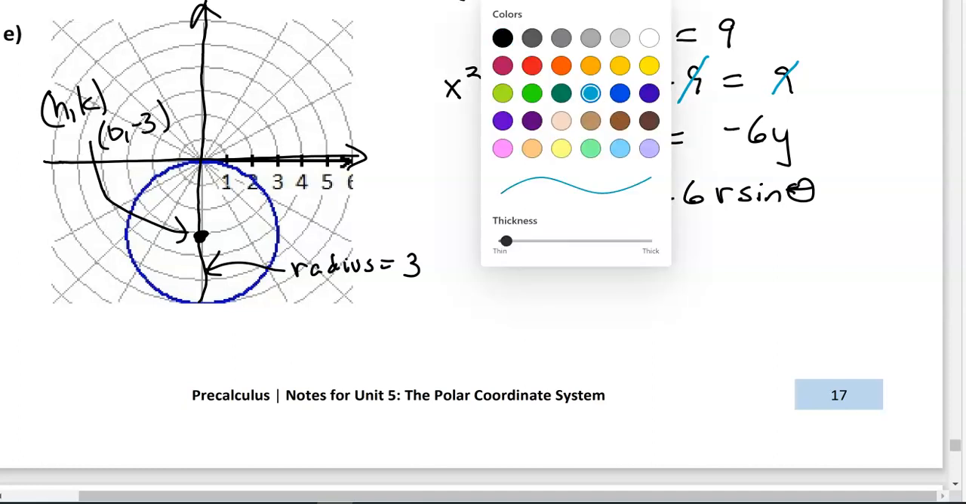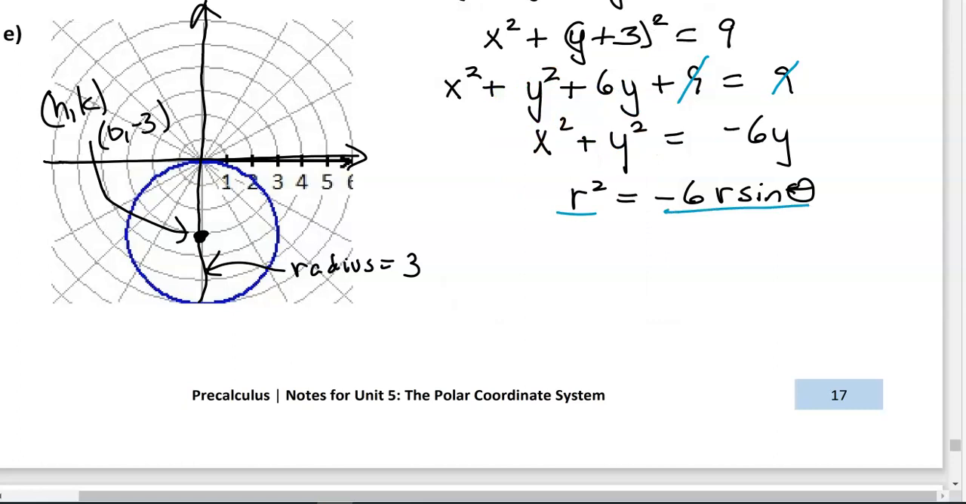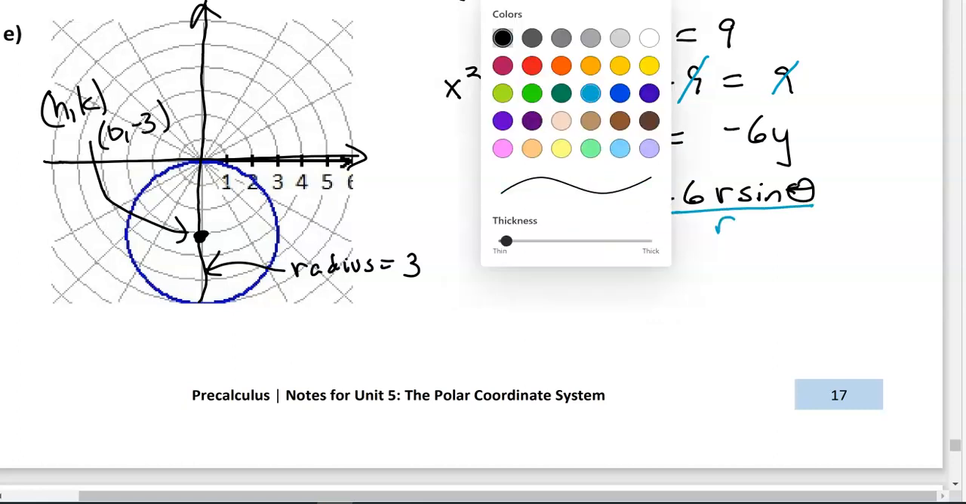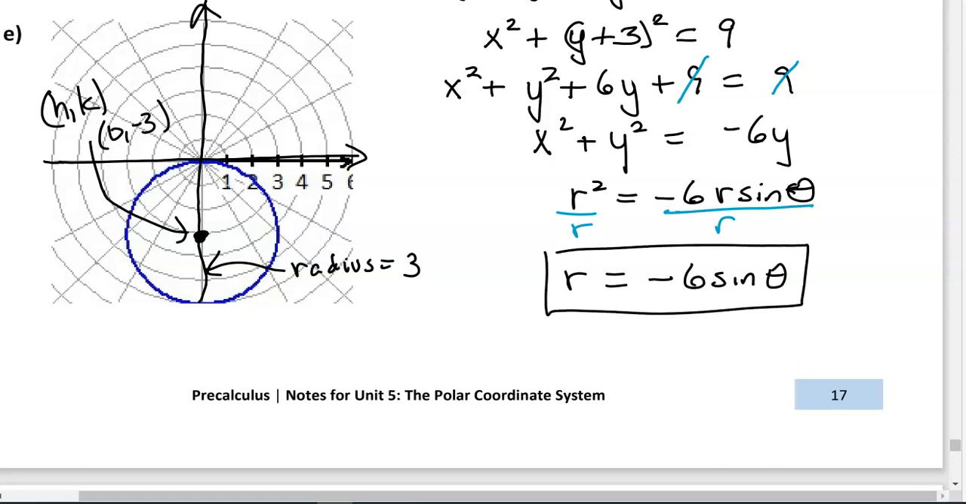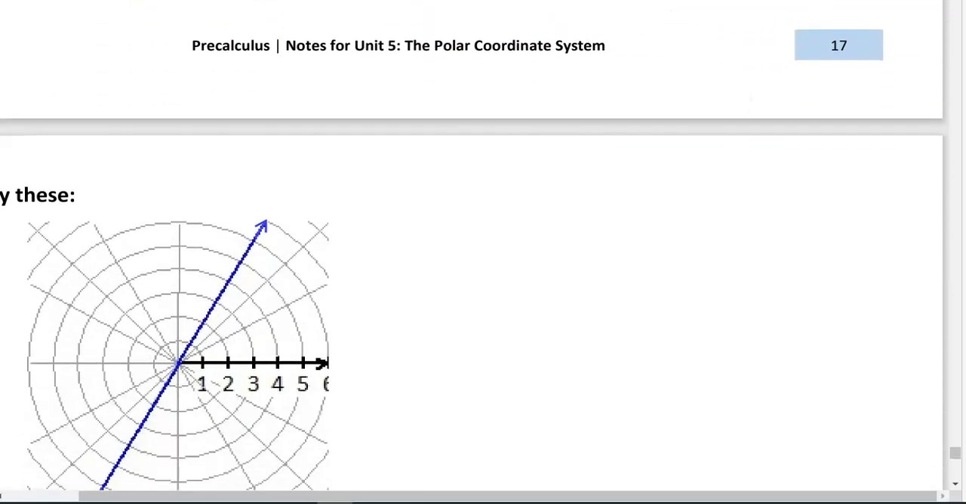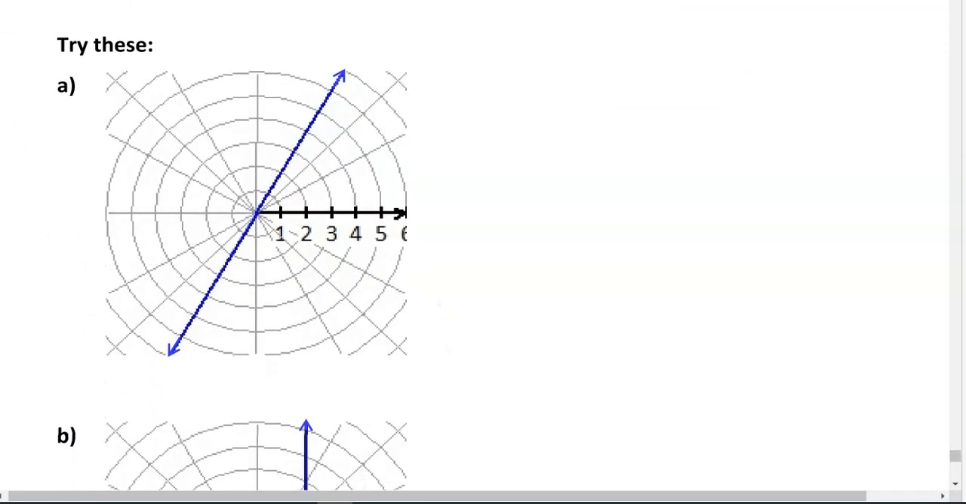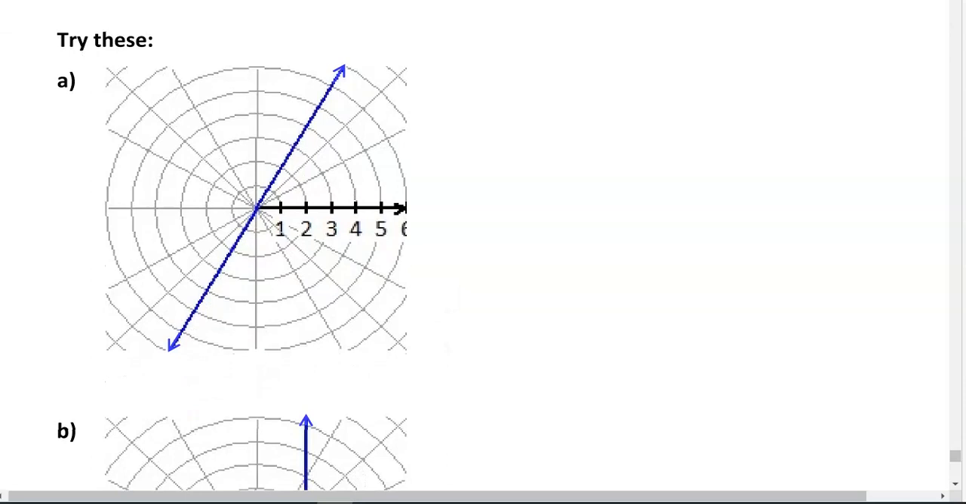In order to solve this one for r, there's an easy way to do that, and that is just to divide both sides by r. So if we divide both sides by r, r equals -6 times the sine of theta is the equation of that graph in polar form. Okay, I do have a few for you to try. Pause the video and try this one on your own.